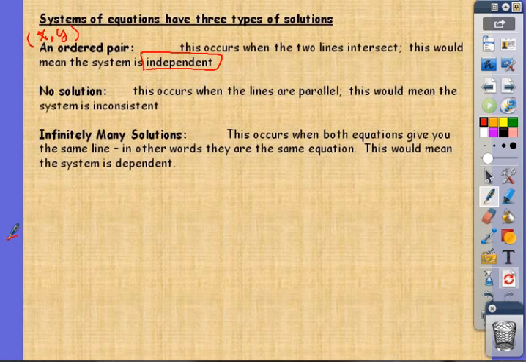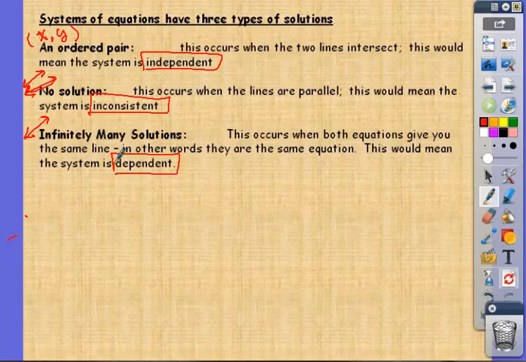You might get no solution. That's when the lines are parallel. That's considered an inconsistent system. And then infinitely many solutions is when it's the same line. That's considered a dependent system. Each line is dependent on the other because it's the same points all along.